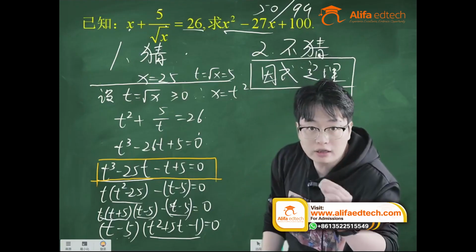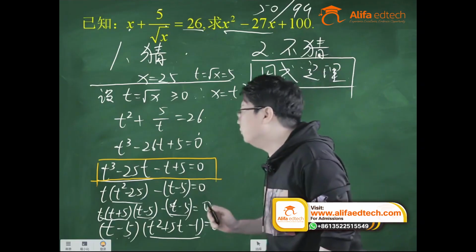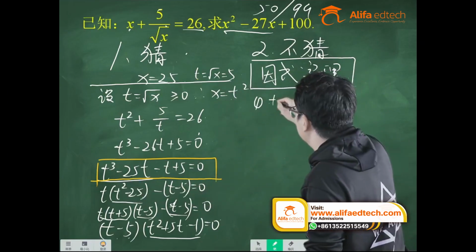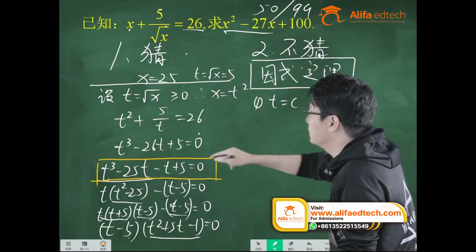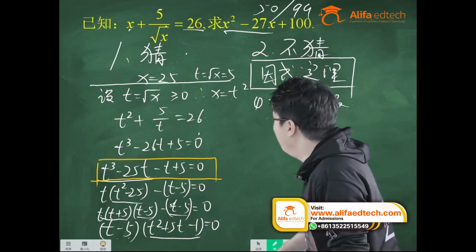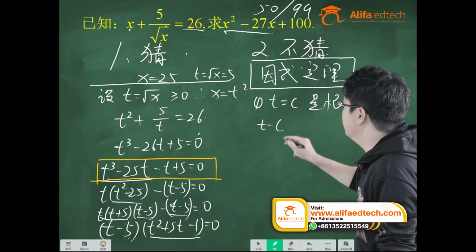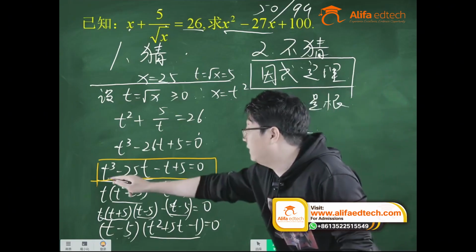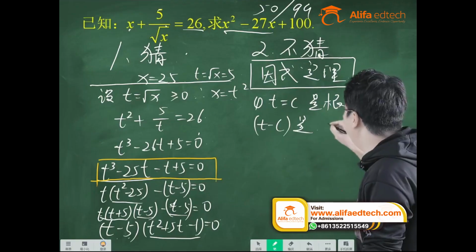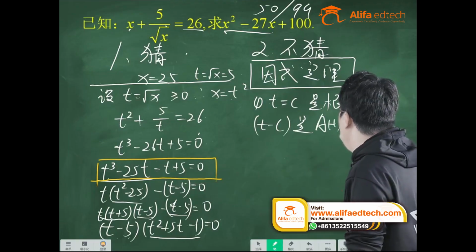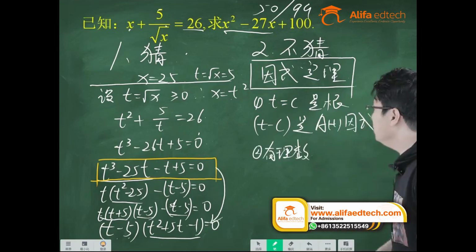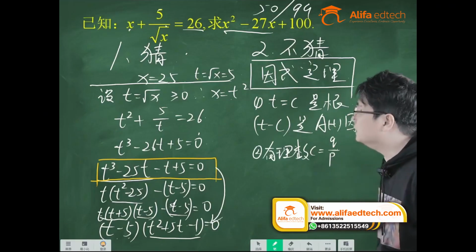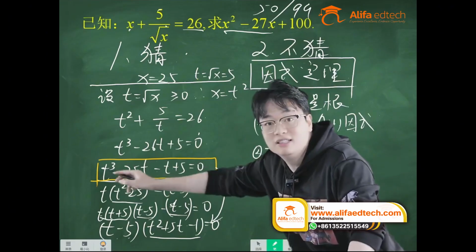The factor theorem tells us two conclusions. The first conclusion: if t equals c is a root of this equation, then t minus c is a factor, the whole thing on the left side of your equation. If it has a rational root c, it must be equal to q over p, where p is a factor of the highest-degree coefficient.